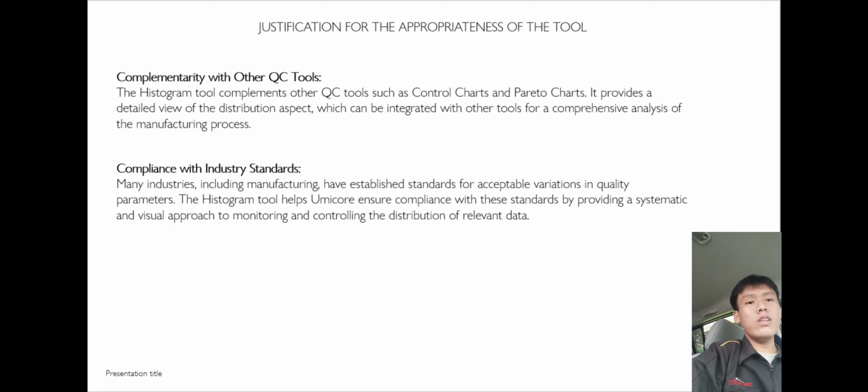Many industries, including manufacturing, have established standards for acceptable variation in quality parameters. The histogram tool helps Umicore ensure compliance with these standards by providing a systematic and visual approach to monitoring and controlling the distribution of relevant data.